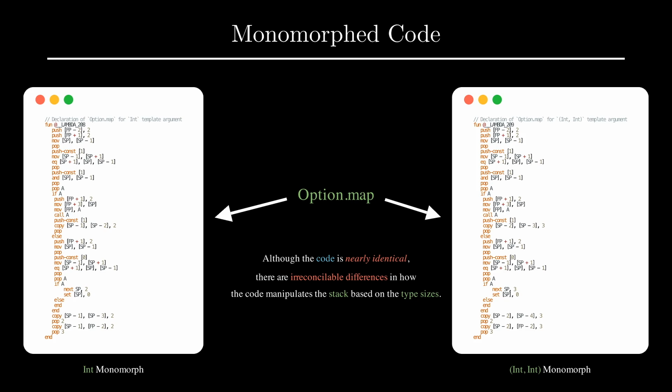On the left, we see a monomorph that was compiled for the type int, and on the right, we see a monomorph that was compiled for a tuple of 2 integers. In the tuple monomorph, we see that the compiler uses more space on the stack to store the tuple compared to the monomorph on the left, just using 1 integer. Although these functions are nearly identical, they have irreconcilable differences in how they use their data, so they must be managed separately. Using the wrong monomorph will cause your program to crash or produce incorrect results.